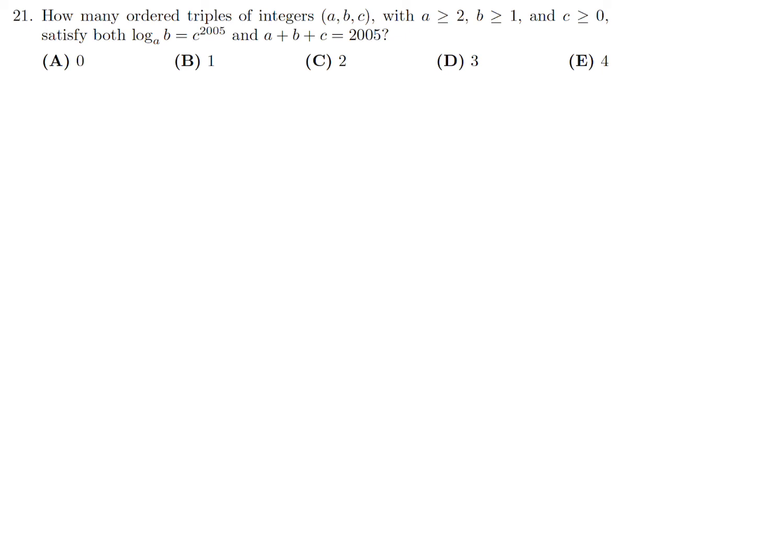So we have this criteria for our a, b, and c. And I've got the log of b to the base a is equal to c to the power of 2005, and a plus b plus c has to be equal to 2005. So let's begin. I'm going to first concentrate on c. And since c is greater than or equal to 0 and it's an integer, I will start with c equal to 0. And let's see what we get.